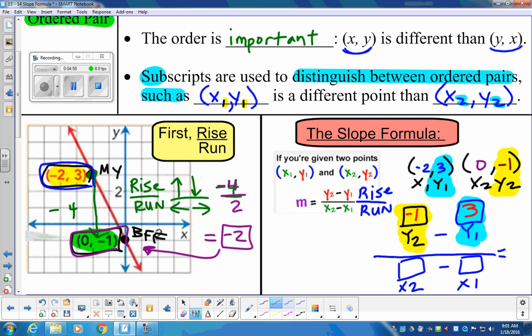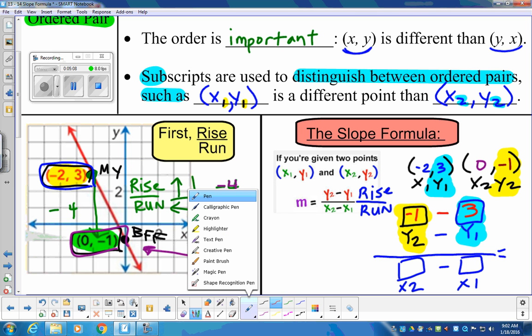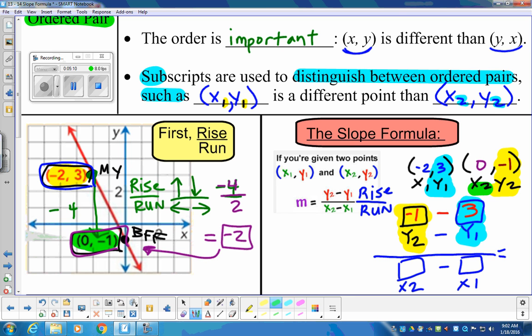Now, if this video is going too fast, you need to stop it, pause it, and rewind it. So we really have -1 minus negative 3 at this point. Negative 1 minus negative 3 in the numerator. In the denominator then, we have the x2 value. The x2 value would be in this box right here, which would have a value of 0. And the only thing that's left at this time is this x1 value, which has a value of negative 2. Be very careful. There is a negative there, negative 2.